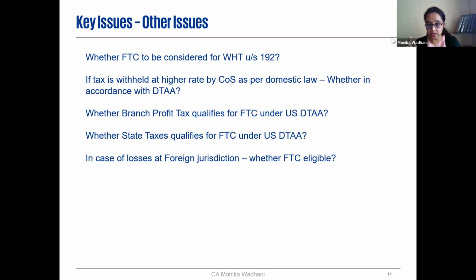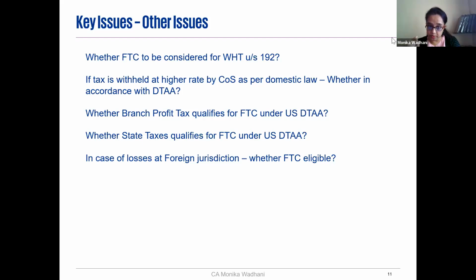Whether state taxes qualify for FTC under the India-US DTAA. So friends, most of you would be aware of this controversy. We already have the Tata Sons ruling on this particular controversy, wherein the court has held that even though you have a treaty with the US and you have to see the provisions of section 90, since state taxes are not covered under the definition of taxes for the purpose of the India-US DTAA, and India cannot enter into a separate agreement with the US for state taxes, you can go to section 91 and claim credit of FTC under section 91 qua state taxes.